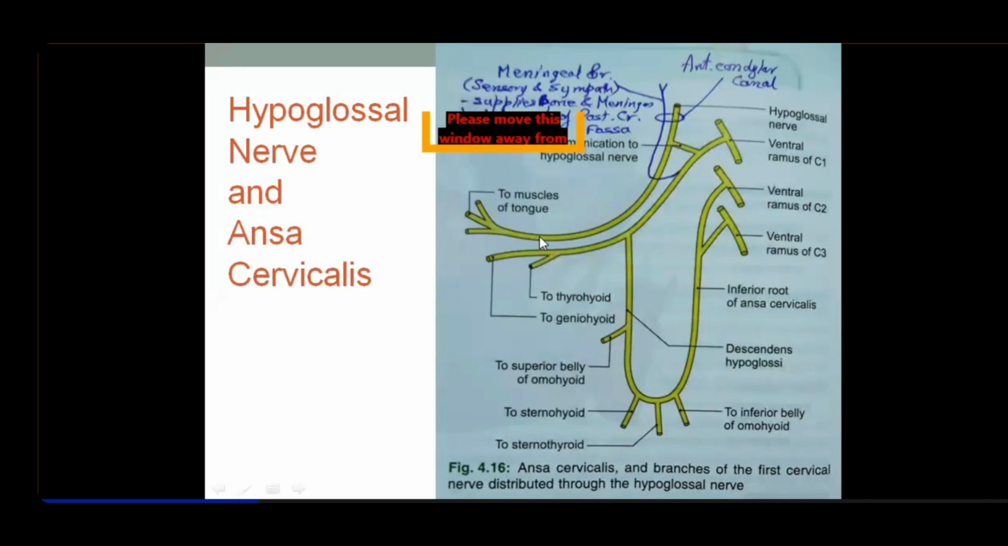Nerve within a common epineurium, right? So I told you, there will be a communication, of course. Through these communications, the fibers will enter into this nerve as well. And this is the meningeal branch. This is the descendens hypoglossi. These are the branches to thyrohyoid and geniohyoid. This will be supplied by the C1 component. While through this descendens hypoglossi it will supply the superior belly of omohyoid and the sternothyroid, and through this loop Ansa cervicalis it will supply sternothyroid and the inferior belly of omohyoid. Okay, so it's done.